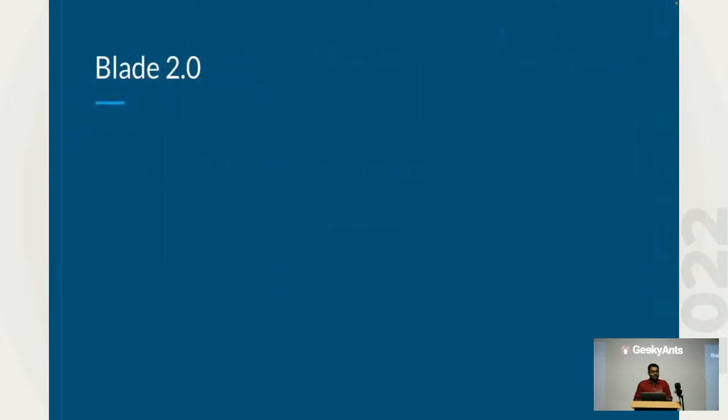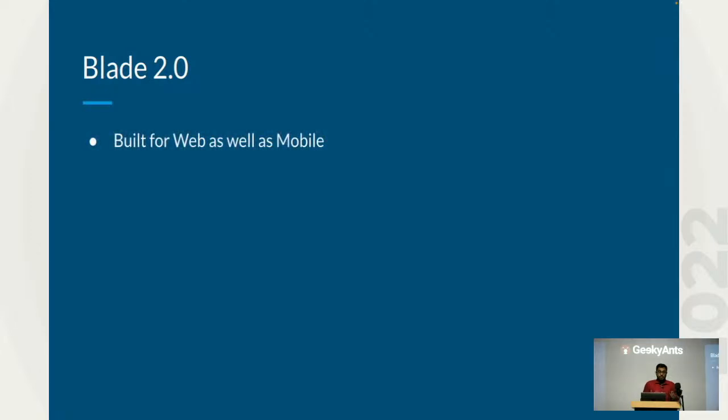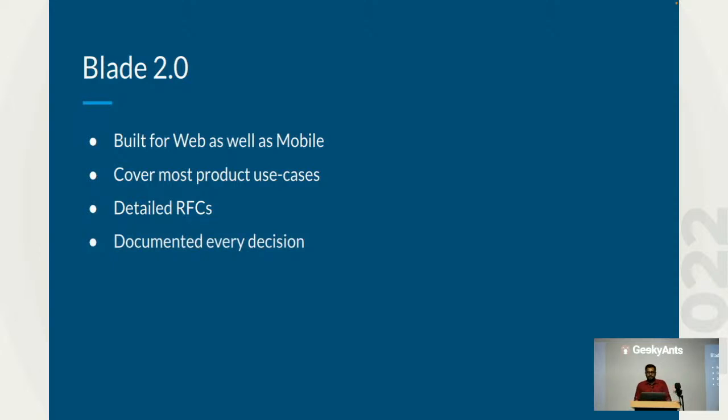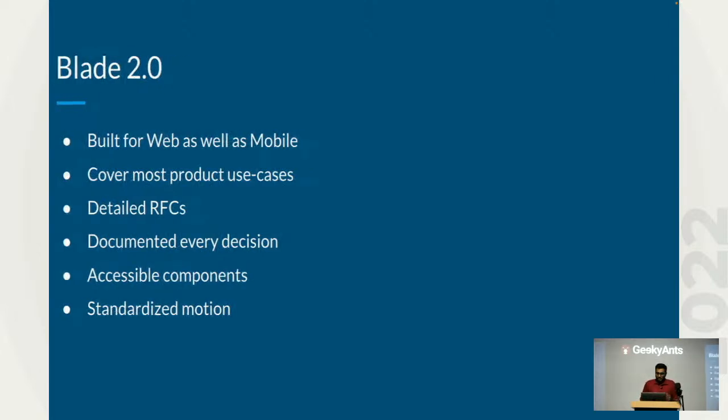So we went back again and we started building it again. A couple of quarters back, we started reworking on Blade, and this time we built for web as well as mobile. We built the components for React and React Native. We shared their styling logic and a lot of logic as well. We covered as many use cases of products as we could. We wrote detailed RFCs, which enabled us to really research into what sort of components we want to build and what the API of each component should look like. We documented every single decision we made, so we knew historically why we made certain decisions. We made accessible components out of the box. We standardized motion. We had a brand language for animation for Razorpay.